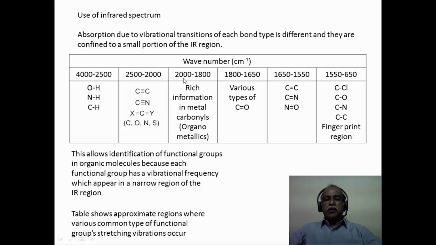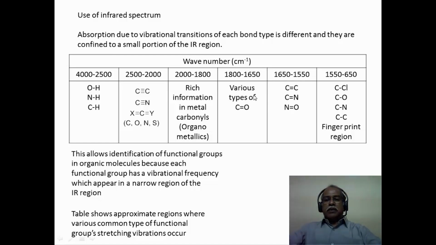The region between 2000 to 1800 is actually blank as far as the organic chemists are concerned, but rich information is available when you are dealing with metal carbonyls, as in organometallic compounds for example. Transition metal carbonyls are very visible in this particular region because of the carbonyl stretching frequency, where the carbonyl is attached to a metal atom or a metal ion. So this region is not very useful for organic chemists, but for the inorganic chemists and organometallic chemists this region is extremely valuable and gives rich information about the carbonyl stretching frequencies of various types.